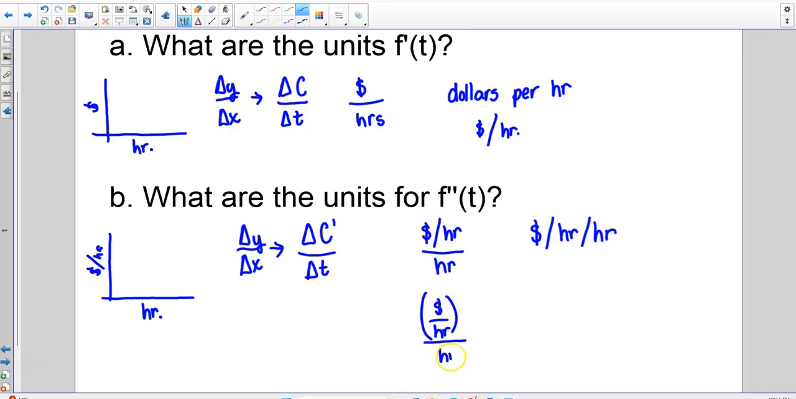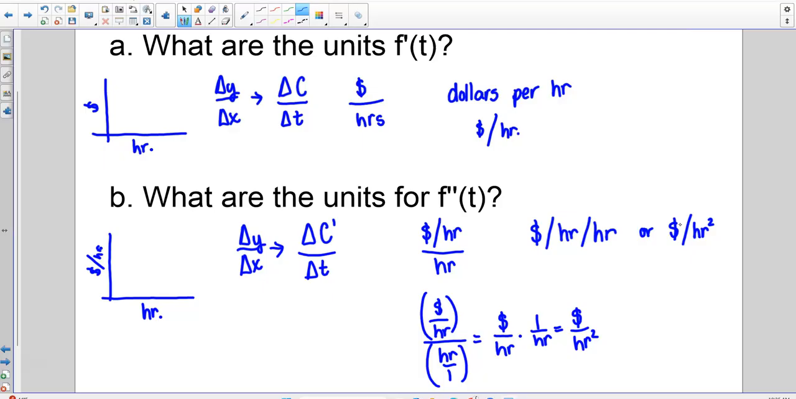divided by hours, right? So I could make this bottom one a fraction by putting it over 1. Dividing fractions is easy as pie. I could flip the second and multiply. So I've got dollars over hours times 1 over hours. And then that is going to be dollars per hour squared. So dollars per hour per hour is the same as dollars per hour squared.